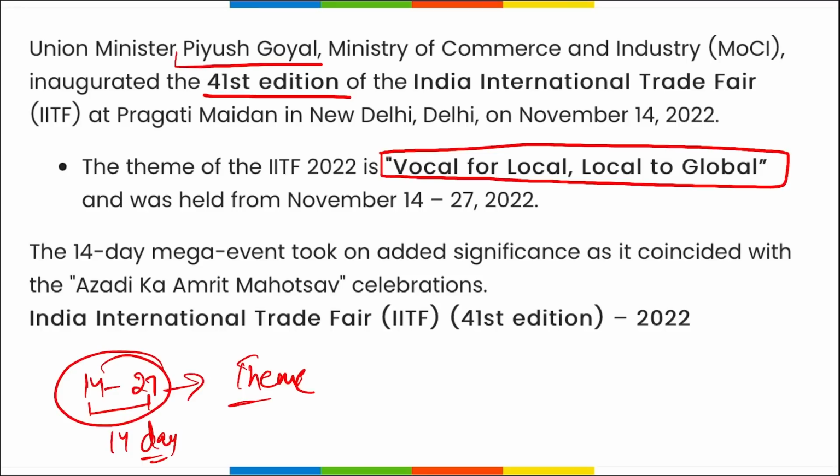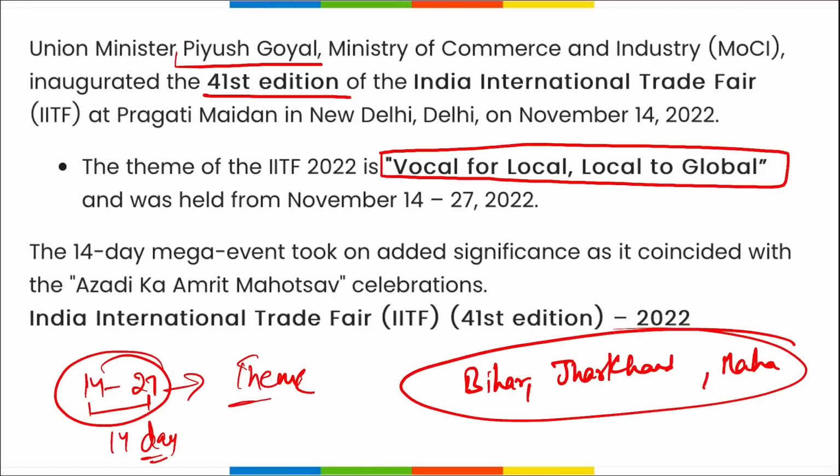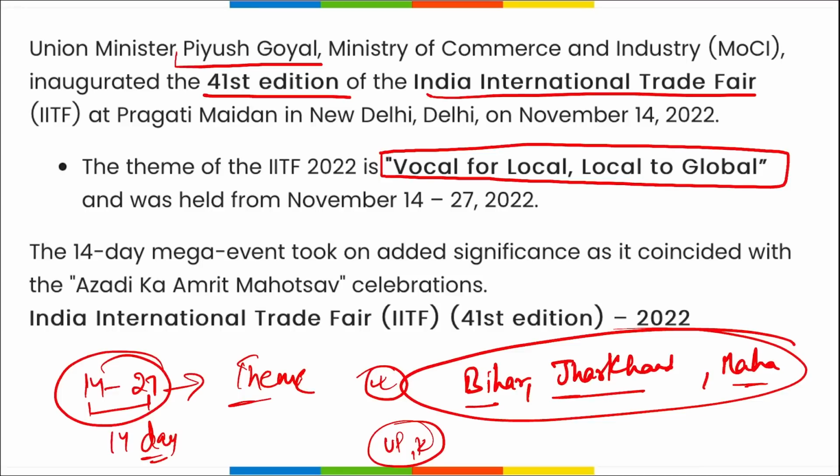Apart from this, remember, if the question is asked which are the partner states of India International Trade Fair, they will be Bihar, Jharkhand and Maharashtra. These are the three partner states. All right, and the focus states were UP and Kerala. But the partner states for India International Trade Fair will be Bihar, Jharkhand and Maharashtra. And this was the 41st edition of this India International Trade Fair that was held at Pragati Maidan, that is in New Delhi.